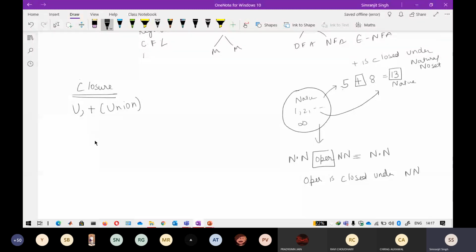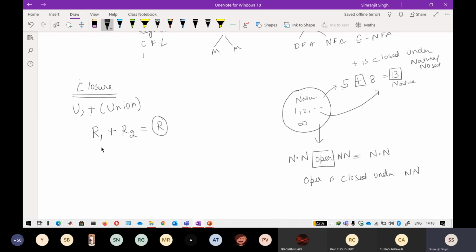Now what is the meaning of it? When you take one regular language, denoted by a regular expression r1, and you apply this union operator with another regular expression, each of which represents a regular set, the resulting thing that you get is again a regular language. That is why I can say that this plus is closed under regular languages.